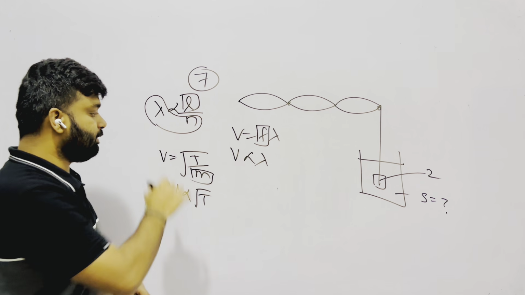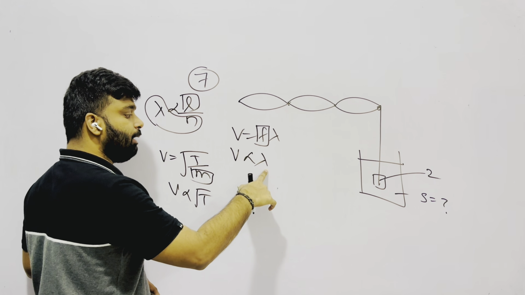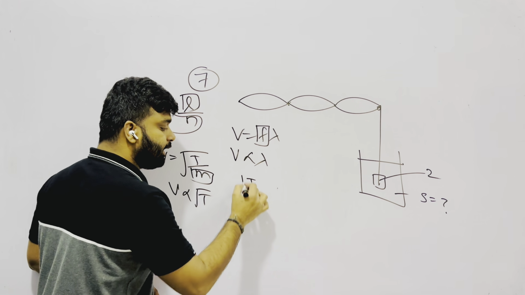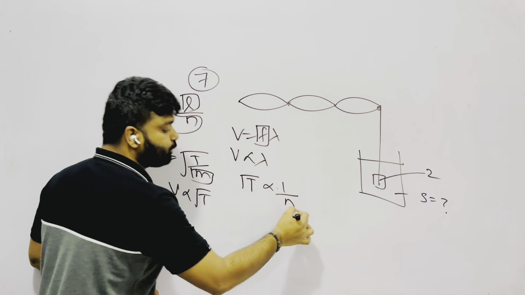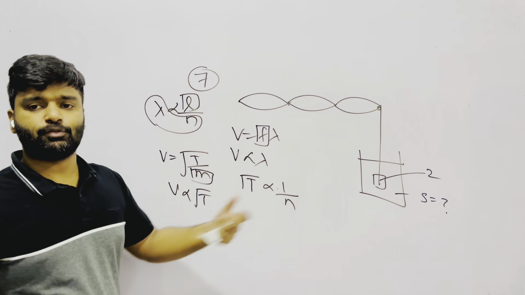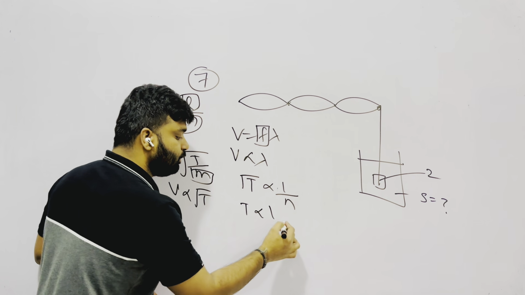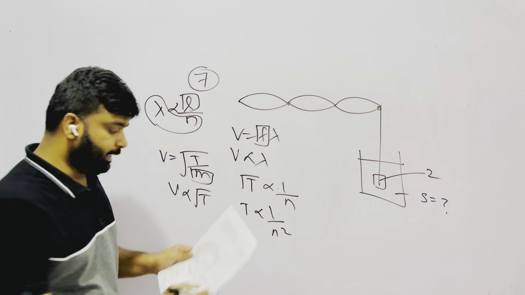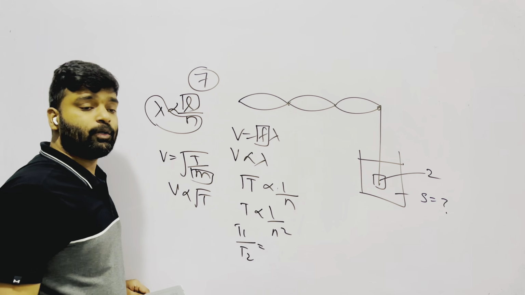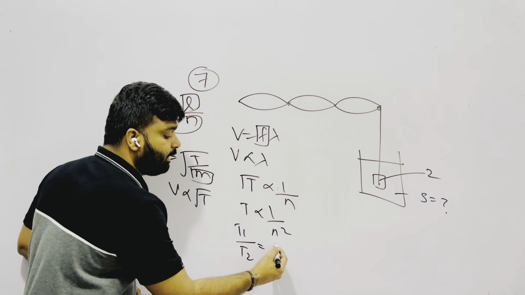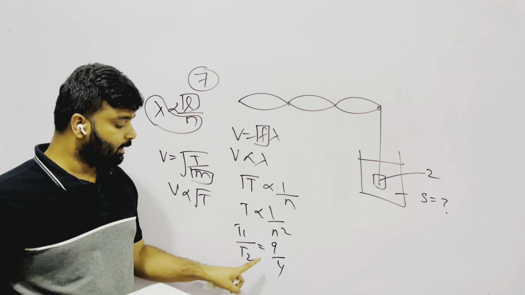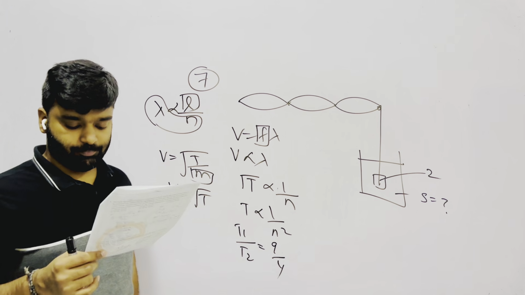If you combine all of them, V is proportional to lambda, lambda is inversely proportional to n, V is proportional to root of T, then you can get that root of tension is inversely proportional to the number of loops. It's difficult to do in roots, therefore we make it square. T is proportional to 1 over n square. Therefore, initial tension T1 over final tension T2 is equal to the reciprocal of the n square ratio. The n ratio is 2:3, therefore the reciprocal is 9:4.